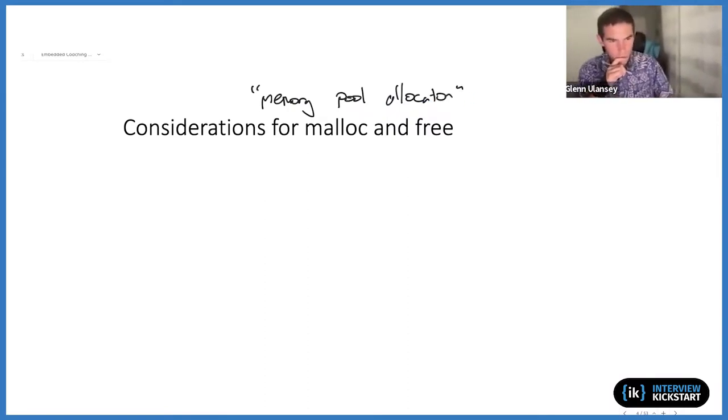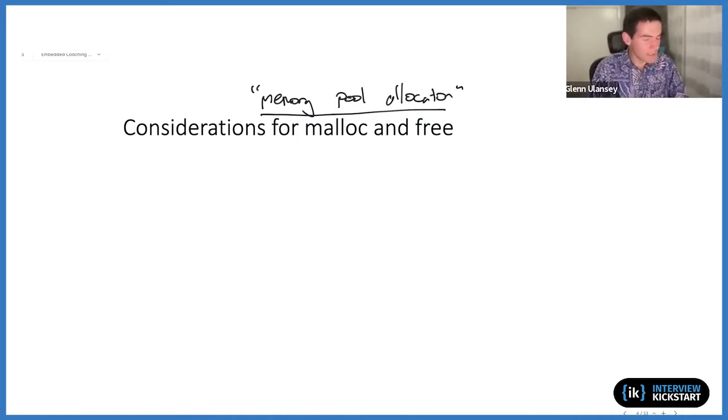And what this person was curious about is what sort of good ways are there to approach this question? Specifically, they were asking about approaching the question of implementing a memory pool allocator. So implementing malloc and free, but using a memory pool as the backing source. But I thought it'd be worthwhile to talk a little bit, at a high level, about good ways to approach in general any sort of malloc and free question.